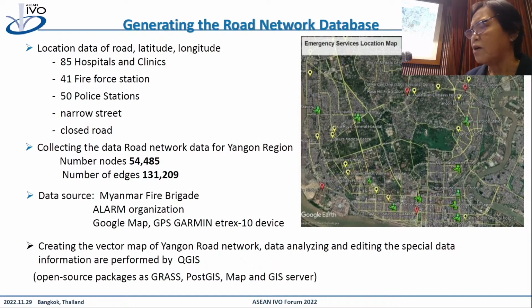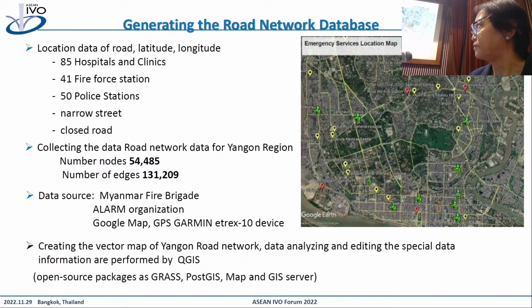The data sources are the Myanmar Fire Brigade, the Myanmar Fire Department, and a land organization, plus Google Maps. Then we used a GPS device to collect the data of roads and some of the hospitals and clinics. This one is 85 hospitals and clinics, 41 fire stations, and narrow streets, the location of closed roads. And we collected the latitude and longitude of these locations.